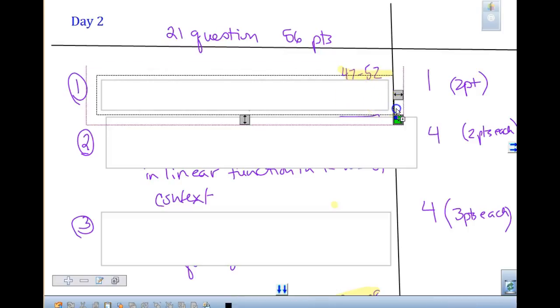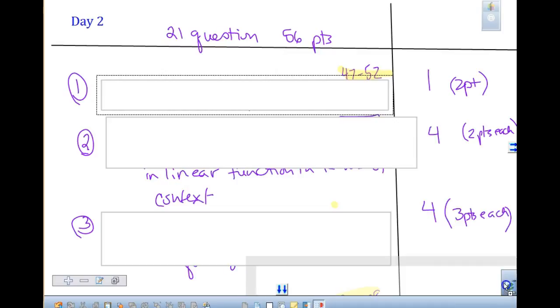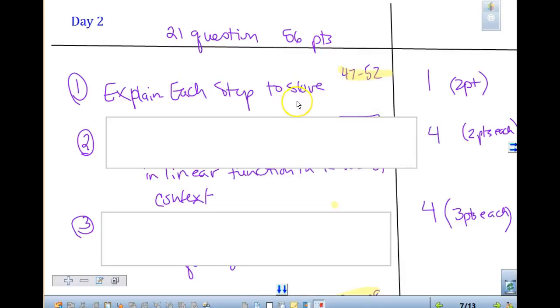So, first type of questions you're going to see day 2 on the final. I can explain each step to solve the problem, like 47 to 52. It will be very much like that. I will give you the properties. You will be filling those in. There'll be one question. It'll be worth 2 points.